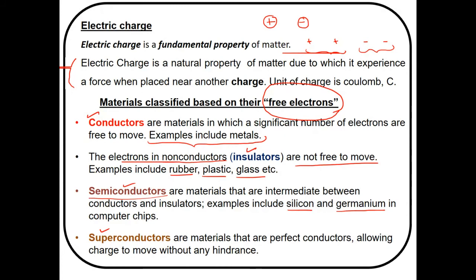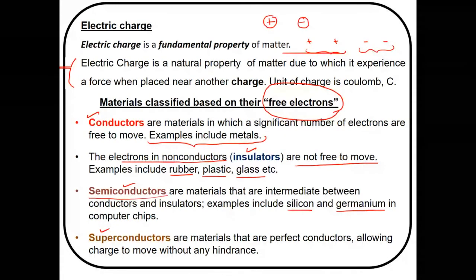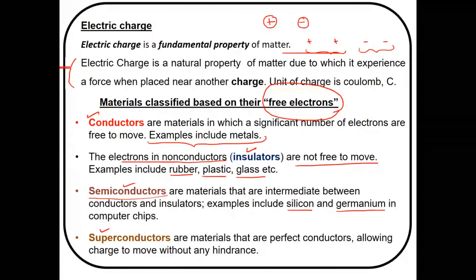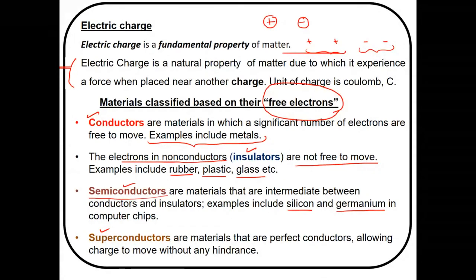Superconductors are good conductors without any resistance, without any leakage of charges or electricity, because generally we use these conductors for electricity purposes. Clear, my dear? So all these four categories are classified based on the free electrons. Understand? Clear? Yes, doctor. Okay.